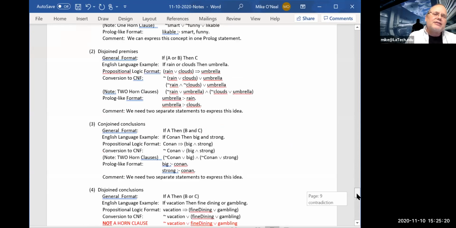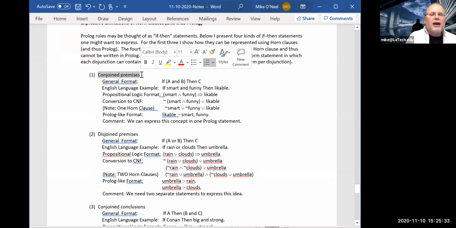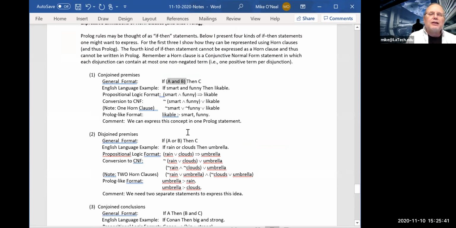Okay, now let's look at some other things that you can do in Prolog that maybe you thought you couldn't do. So you can definitely have conjoined premises. You can have multiple things in the premise, all of which must be true. So you can say if A and B and C and D and E, then Z, or if A and B, then C. So an example is you could say something like, if smart and funny, then likable. The person's likable if they're both smart and funny.